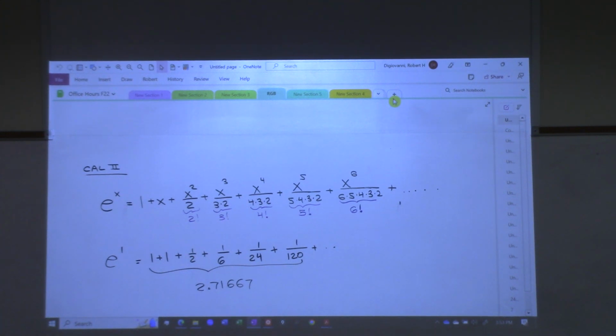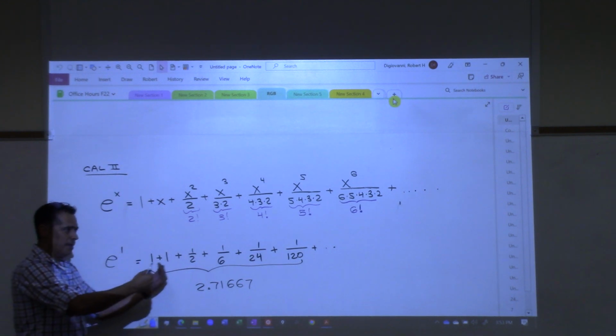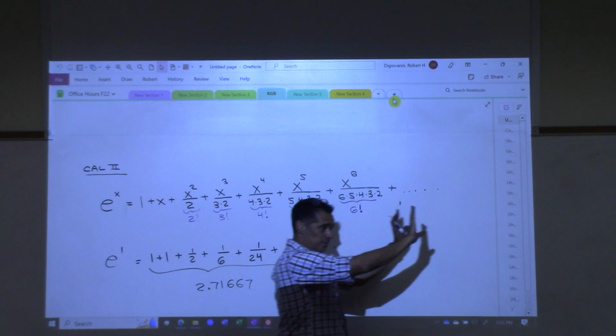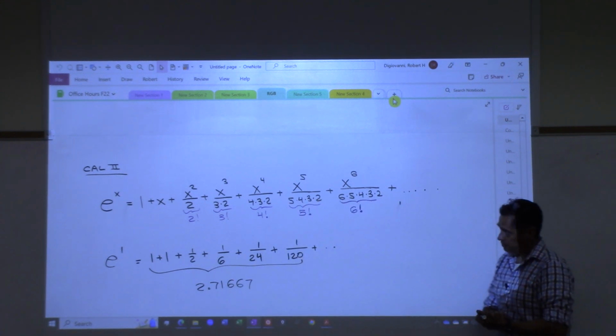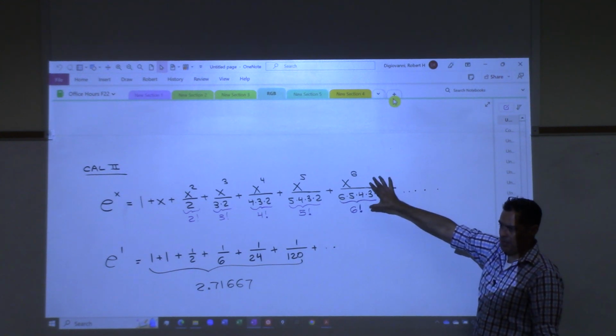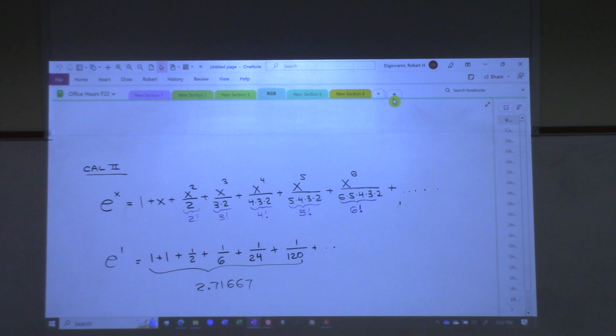So e is one of those numbers we talked about. Remember the irrational, the non-terminating, non-repeating decimals? You can actually use this formula to get more decimals. All right? So in Cal 2, we proved that this is true. Let's now accept that that's true.